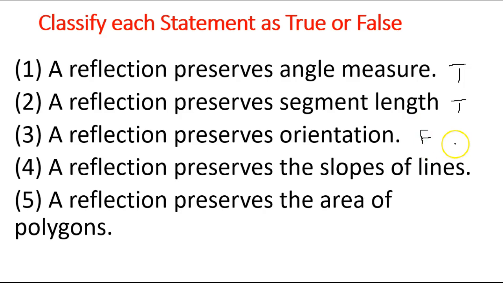A reflection preserves the slopes of lines. Well, what happens to the slopes if the orientation changes? It's going to change too, so it's false. A reflection preserves the area of a polygon. That's true.